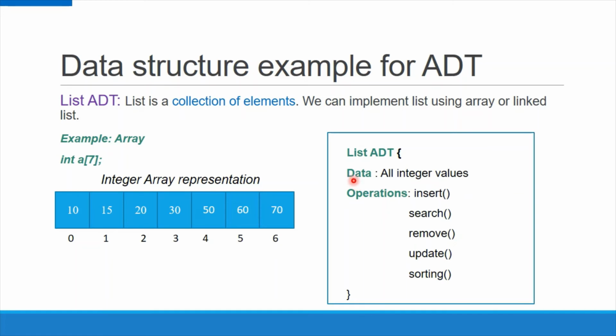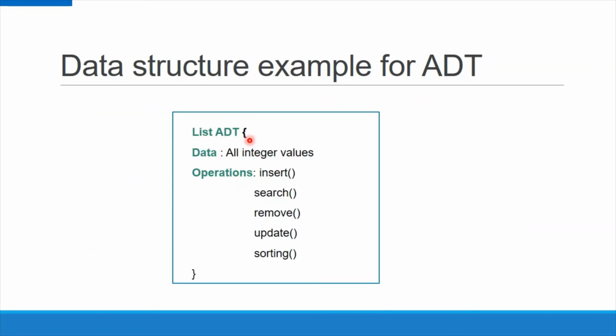So data and operations together will make your ADT. For list, this is your abstract data type. With this list ADT, the user can only know the possible data values and the possible operations on the list. Here, the implementation part is completely hidden.